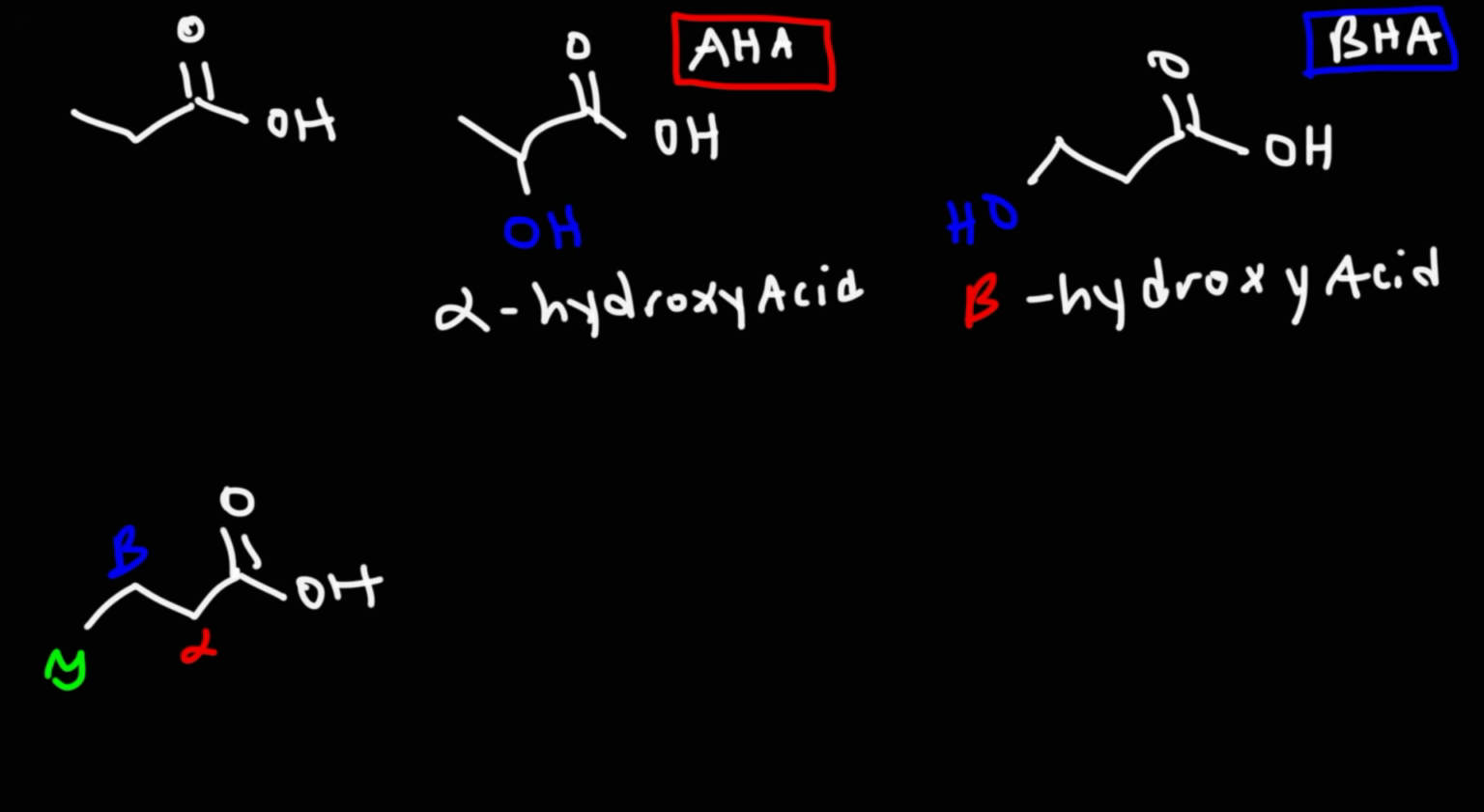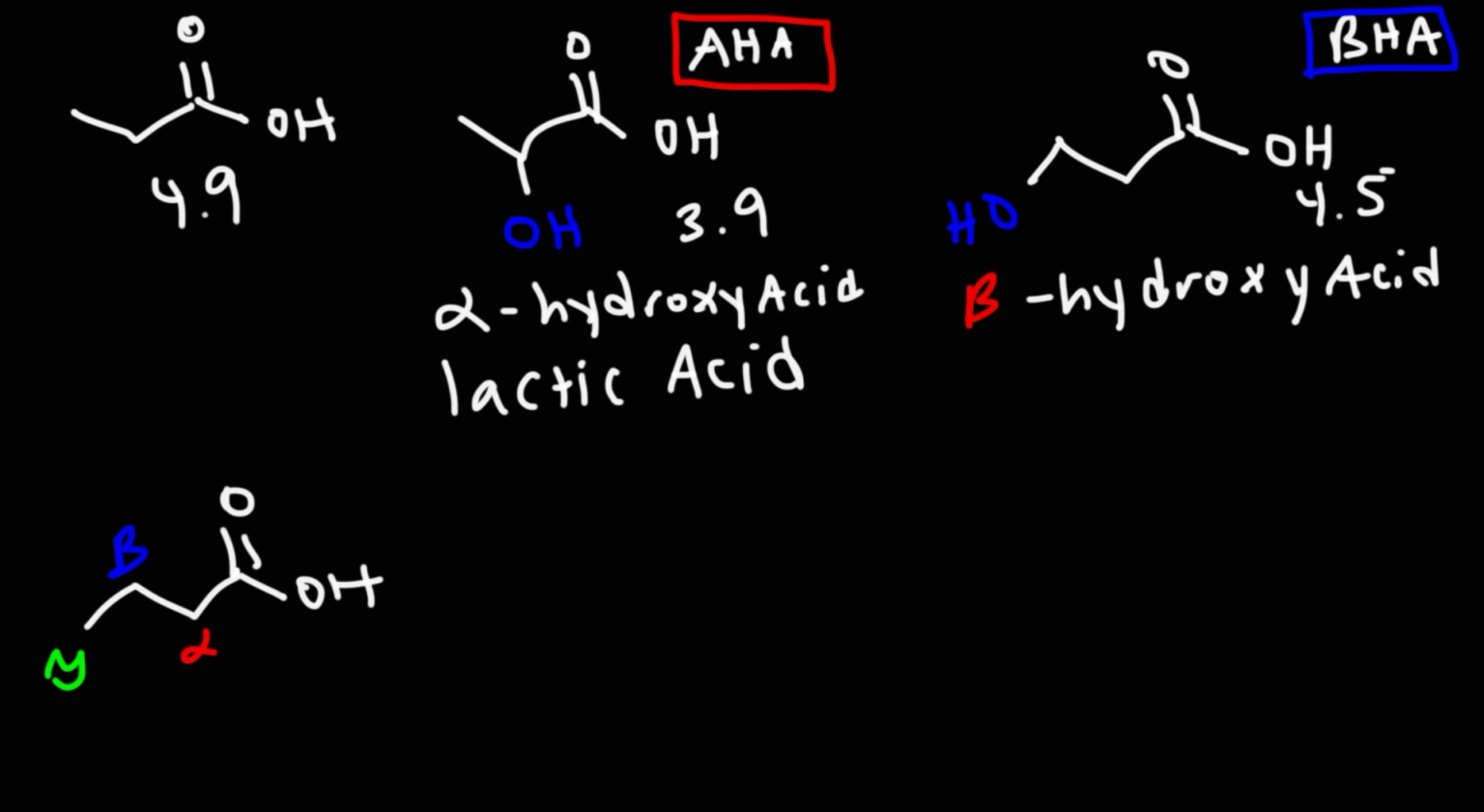AHAs are more acidic than BHAs. When I looked it up online, according to Wikipedia, the pKa for this was around 3.9, and for this one it's 4.5. When the hydroxyl group is closer to the carboxylic acid, it's going to make this OH group more acidic. Propanoic acid has a pKa of 4.9. So AHAs are more acidic than BHAs. They have a lower pKa value. This particular AHA is called lactic acid. So now you know the difference between alpha hydroxy acids and beta hydroxy acids.